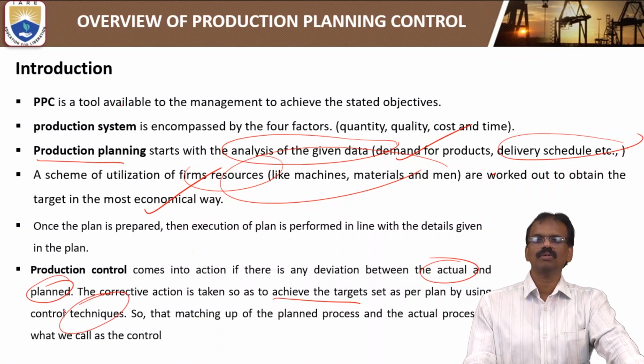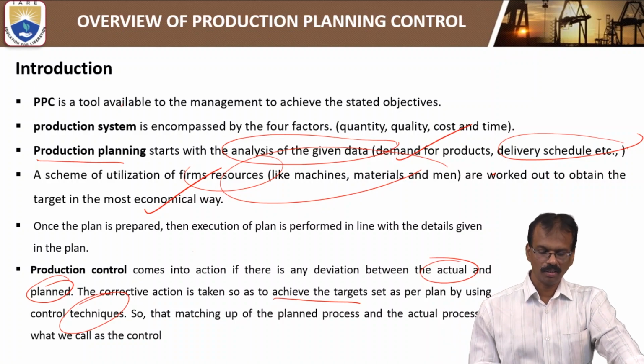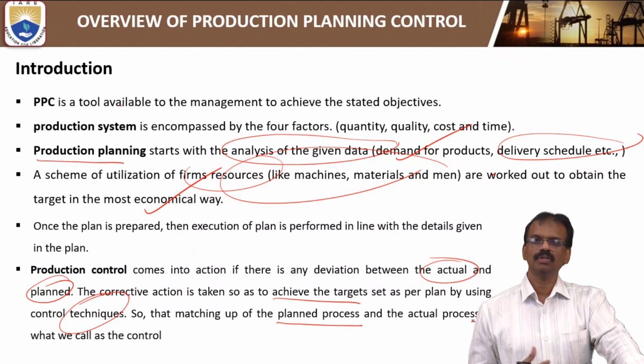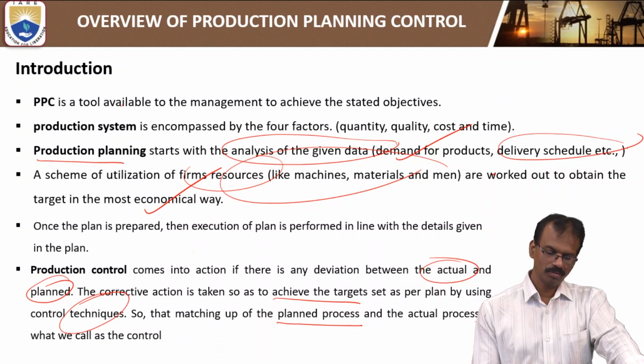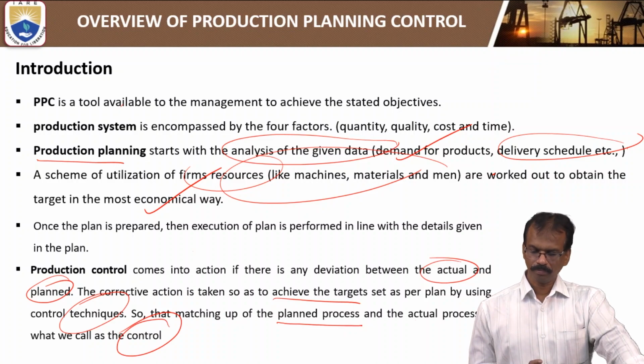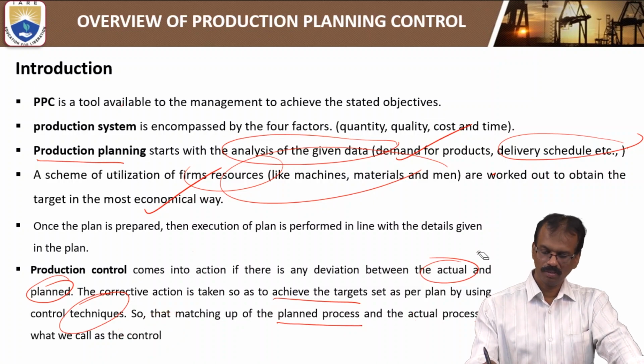There are different control techniques. We will discuss them in further classes. Matching of the planned process and the actual process is what we call the control. So controlling means running of the actual process according to the planned process. That is the main object of the control.